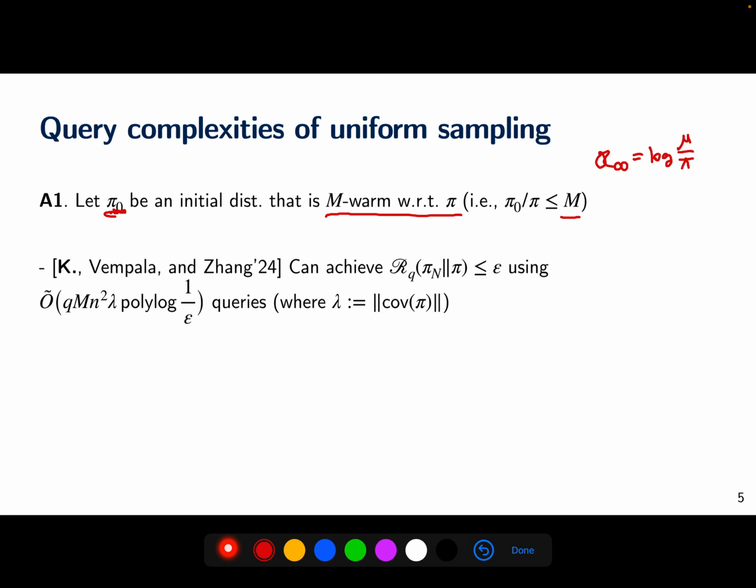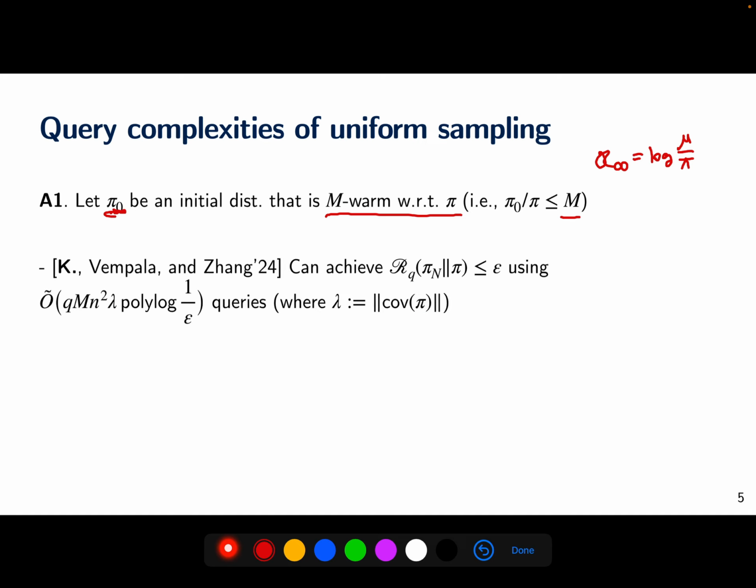A known result about this uniform sampling is this. You can achieve epsilon closeness in Rényi-q divergence using this many queries. So you have linear dependence on q and M, but quadratic dependence on dimension. Here lambda refers to the largest eigenvalue of the covariance matrix of phi. Later on, it is also known that you can achieve Rényi-infinity bounds between these two distributions using this many queries. Now, instead of lambda, you have R squared, the second moment term.